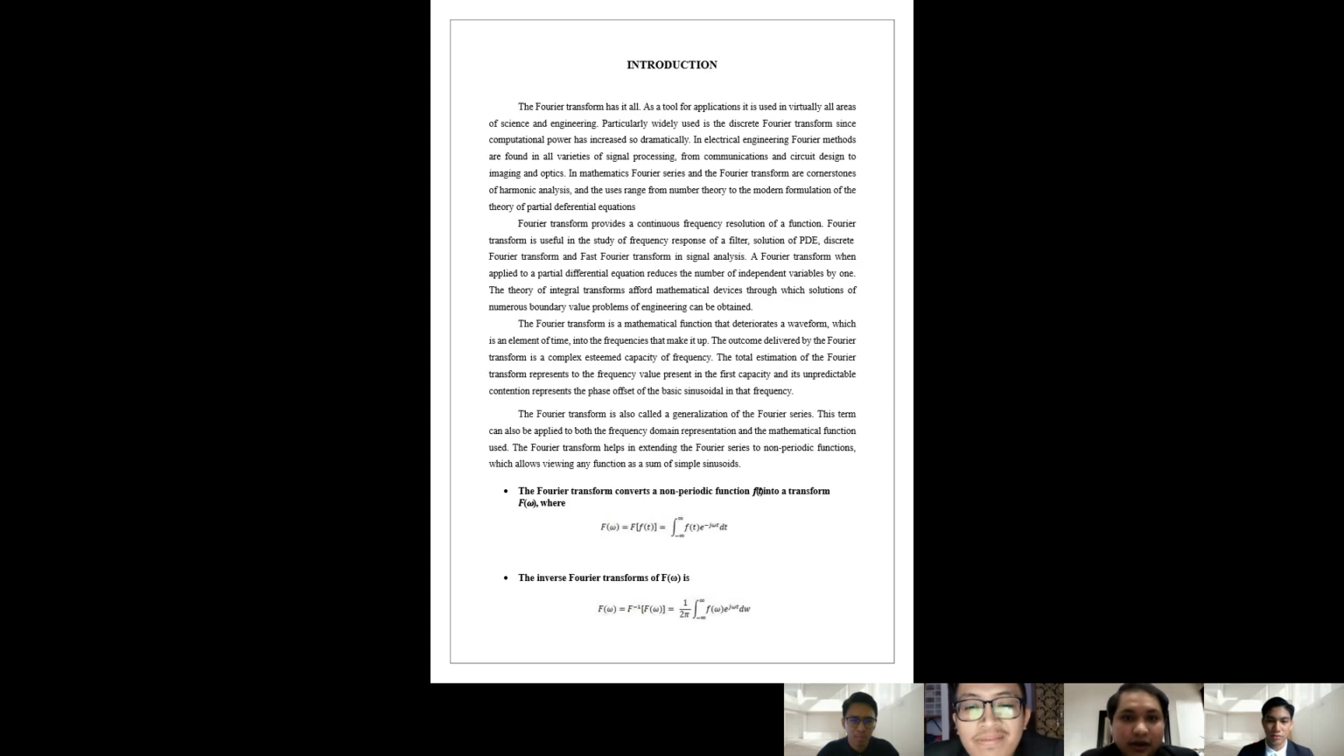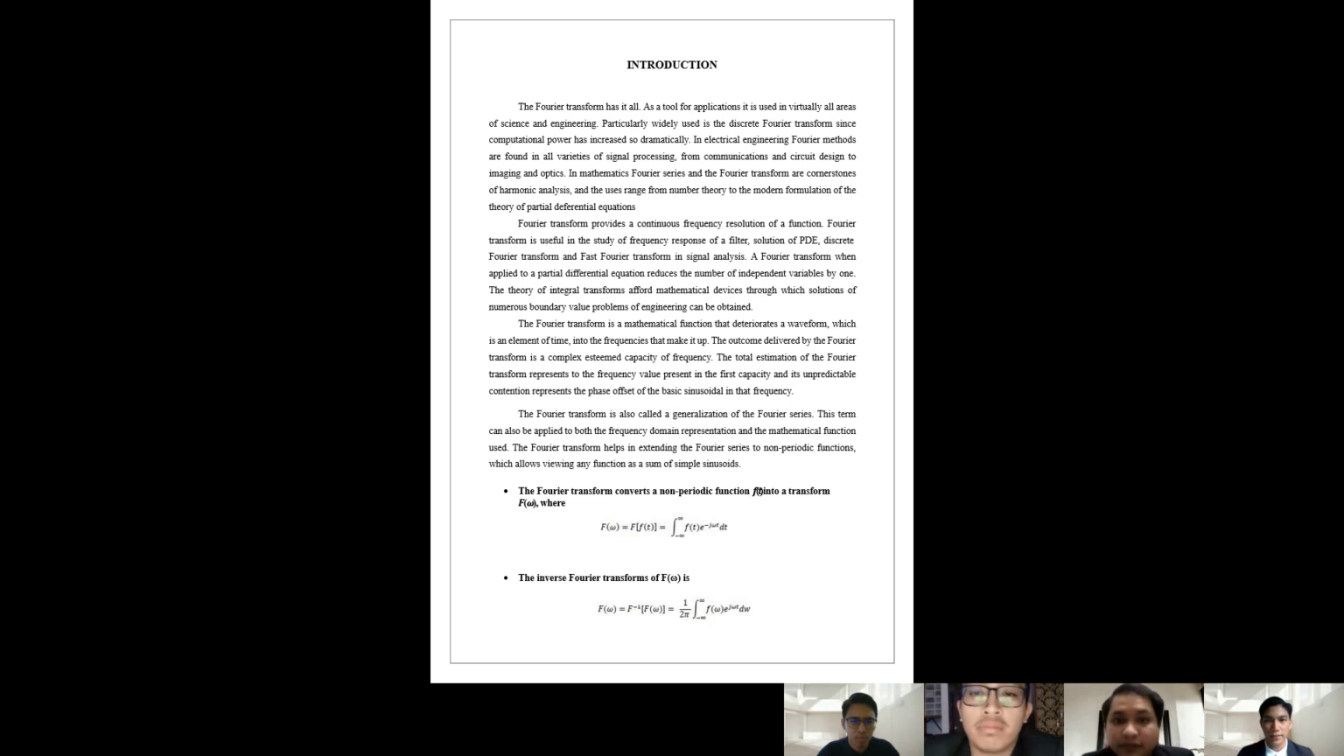Next, we would like to explain what the Fourier transform is as an introduction. The Fourier transform is a tool used in virtually all areas of science and engineering. It is widely used, especially in the form of the discrete Fourier transform, since computational power has increased so dramatically. In our assignment, especially in electrical engineering, Fourier methods are found in all areas of signal processing, from communication and circuit design to imaging and optics.